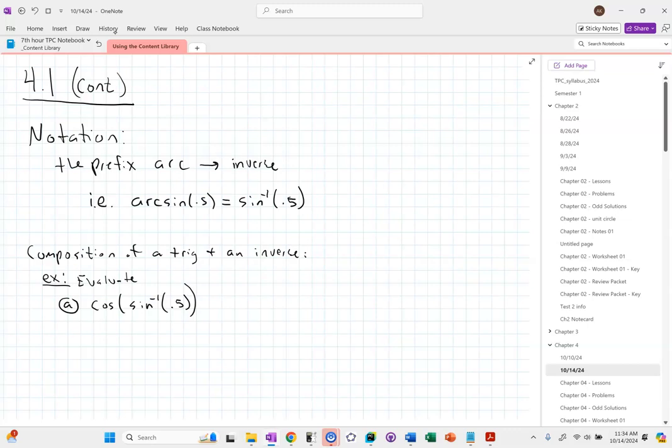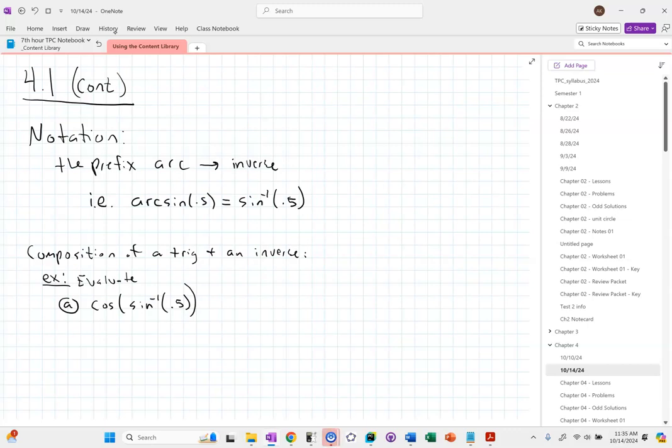So the first thing is, if you see the prefix arc tacked in front of sine, cosine, tangent, etc., it just means the same thing as inverse. So arc sine of 0.5 is the same thing as sine inverse of 0.5. They mean the same thing. Don't be confused, just a different notation. Depending on the textbook, you may see all of one or the other, or a mix of both. You'll probably see a mix of both in the assignments that I ask you to do. Everybody cool with that idea? No big deal.